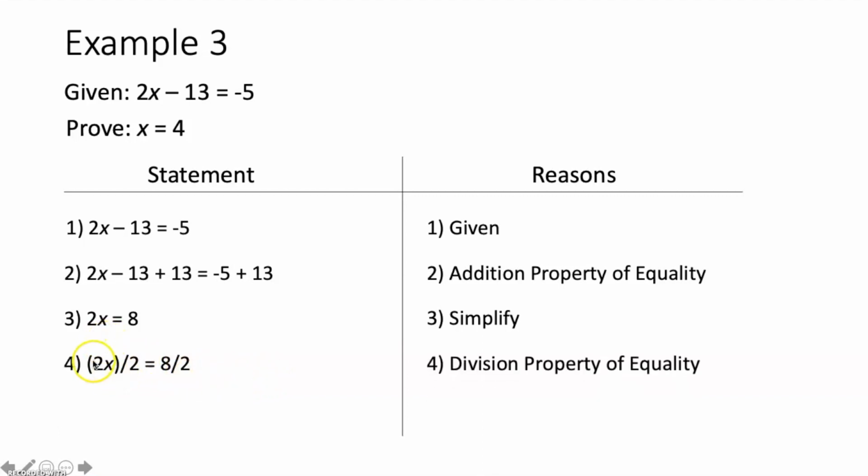These 2's are then going to cancel each other out, and over here 8 divided by 2 is going to give you 4. So we are left with x is equal to 4, exactly what we're trying to prove. Perfect. Now what do I put over here for the reasoning? Well, I just simplified, right? I canceled out the 2's and then I did 8 divided by 2, so that is simplifying. Time for you to try it.